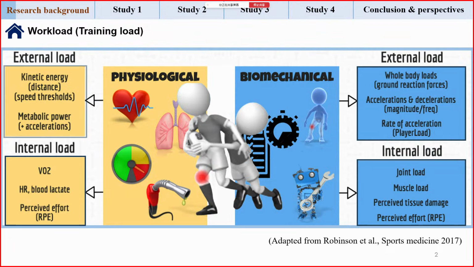On a physiological level, external load includes GPS tracking running distance, speed thresholds, and metabolic power calculated from acceleration data. Internal load includes oxygen uptake, heart rate, blood lactate, and perceived effort measured by RPE scale. For example, how much players' breathing is affected.